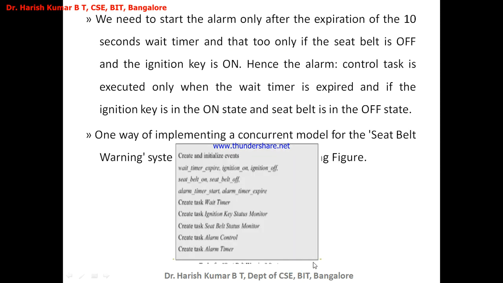Now how to do that? It is something like this. I have one more diagram; in my next slide I'll explain with respect to that. Here I'll just point out these things. Create and initialize the events. These are the events that we are identifying. Wait timer expire is one event, ignition on is one event, ignition off is another event, seat belt on is one more event, seat belt off is one more event, alarm timer start is one more event, alarm timer expire is one more event, and these are the tasks which are created: ignition status monitor, seat belt status monitor, alarm control, alarm timer.